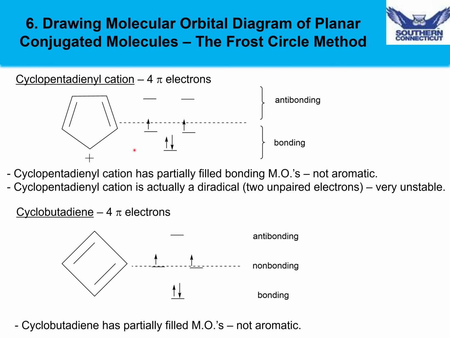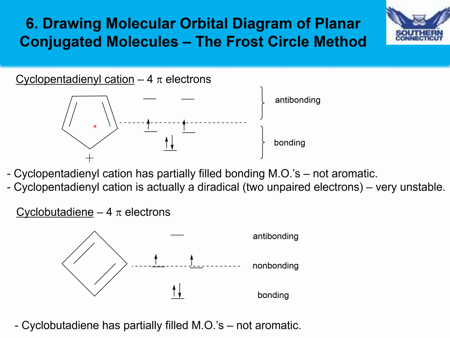Let's look at a few examples involving the Frost circle method of potentially aromatic compounds. So starting with the cyclopentadienyl cation, which has 4 pi electrons. This is the structure. You can see it has 2 pi bonds, so 4 pi electrons. We also have a carbon with an empty p orbital. That's where there's a carbocation. And so there's 0 electrons there, but it does allow the pi cloud to be completed.